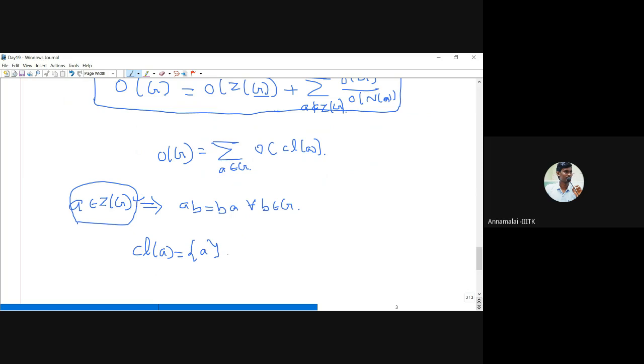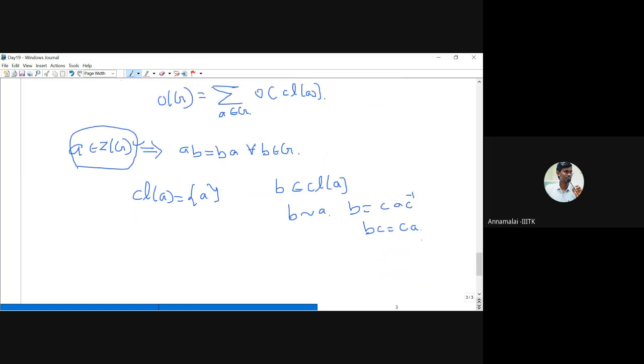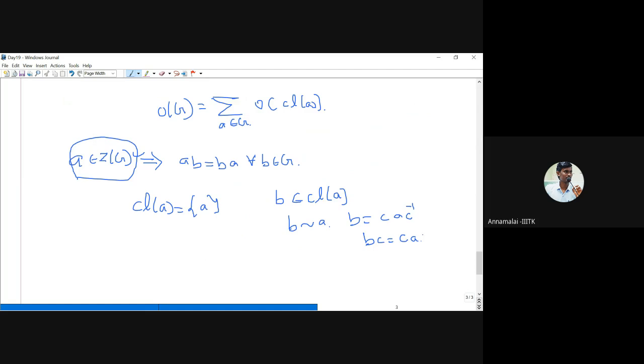Why? Suppose we take some other element B in CL of A. Then B is related to A, that means B equals C times A times C inverse. That means, multiplying by C, BC equals CA. Now, since it's an abelian group, no need to go to the next step.